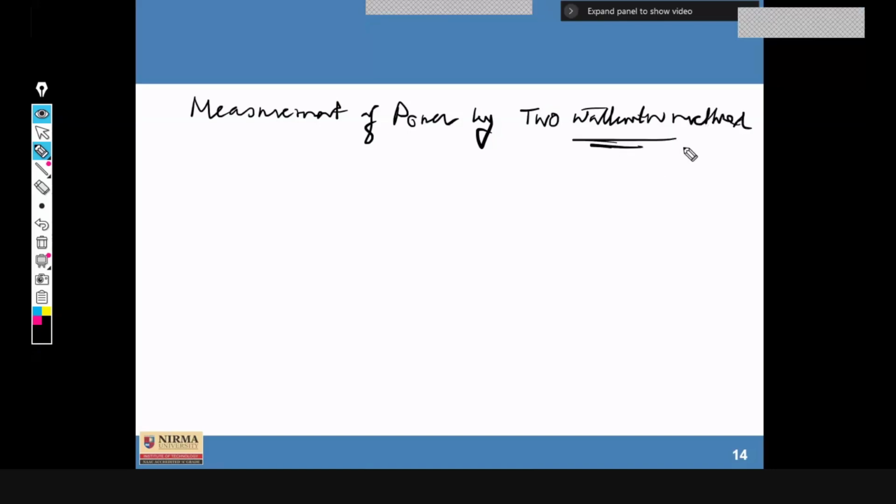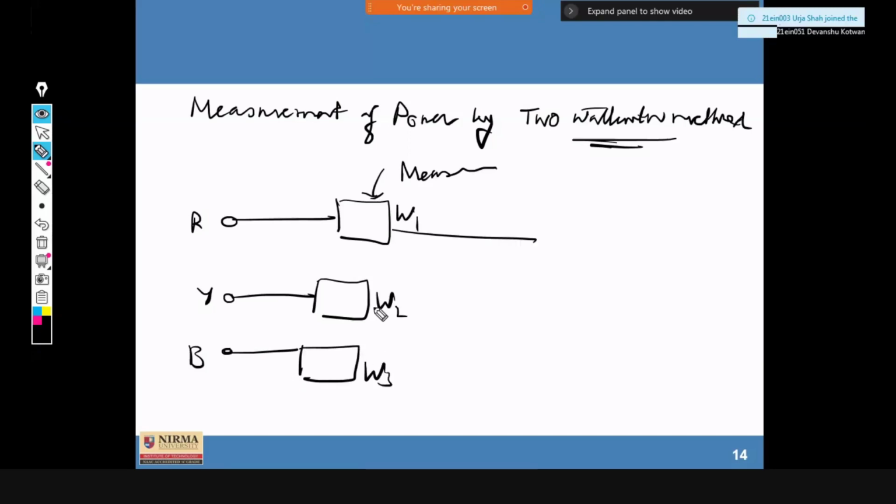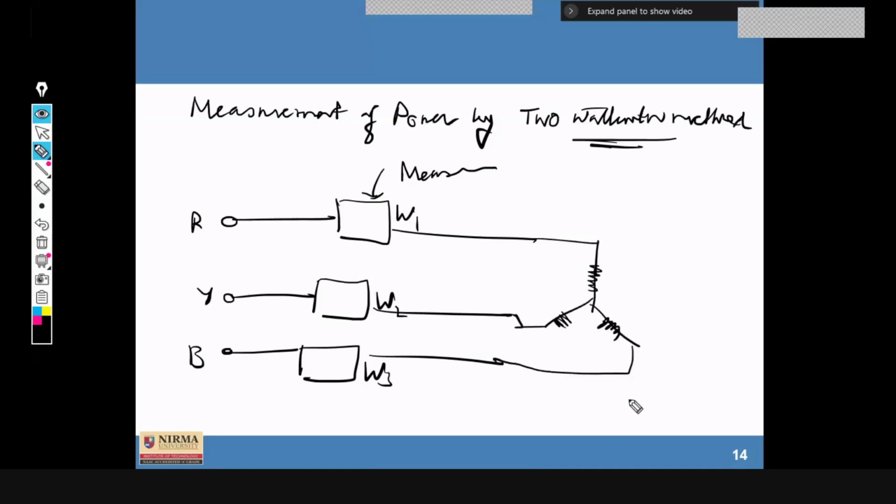And similarly, in 3 different lines, R, Y, and B, by connecting 3 different wattmeters, we can also measure. This is W1, W2, and W3. So looking at this circuit diagram, consider this is a star connected resistive load, or maybe inductive. Now we can measure the power with the help of 3 different wattmeters also.